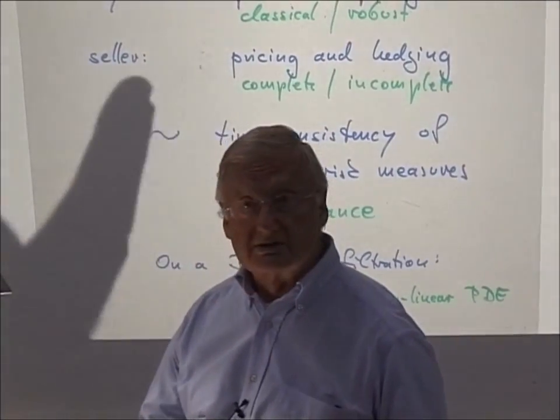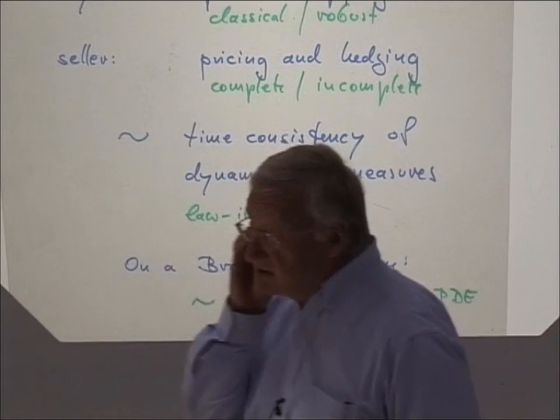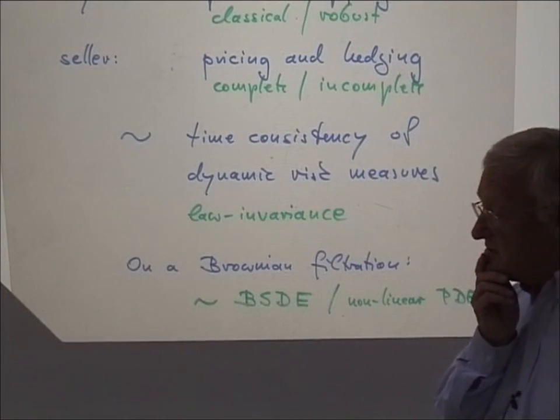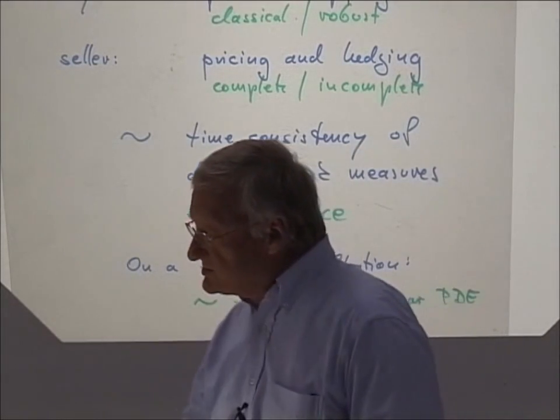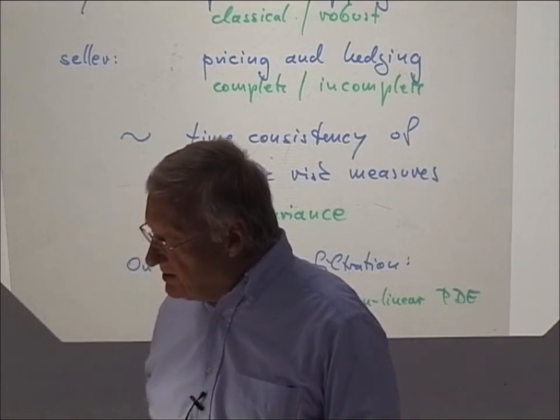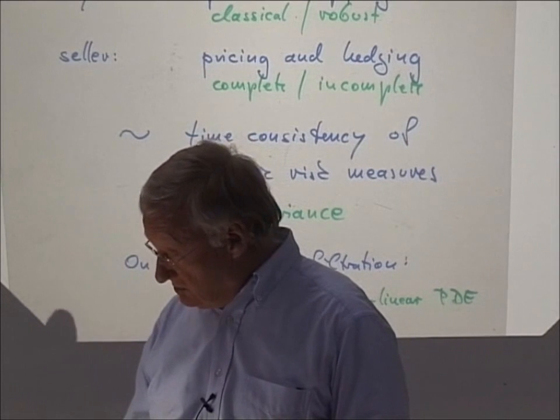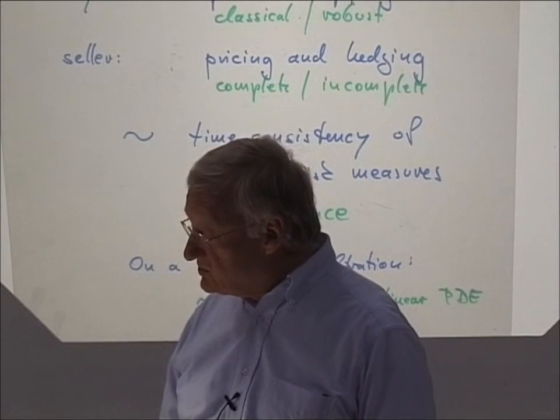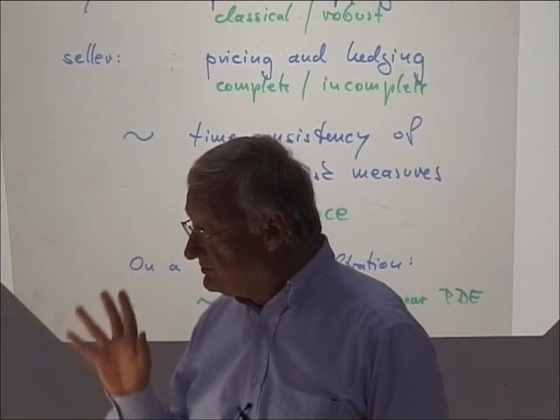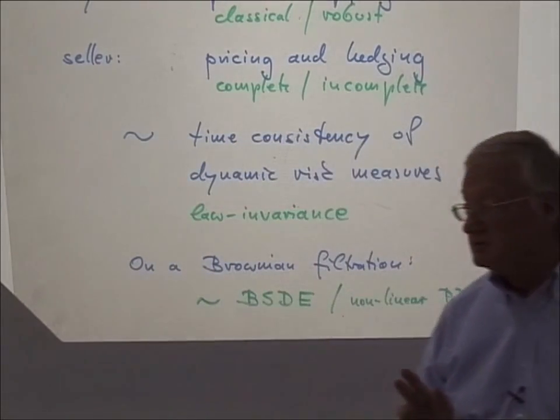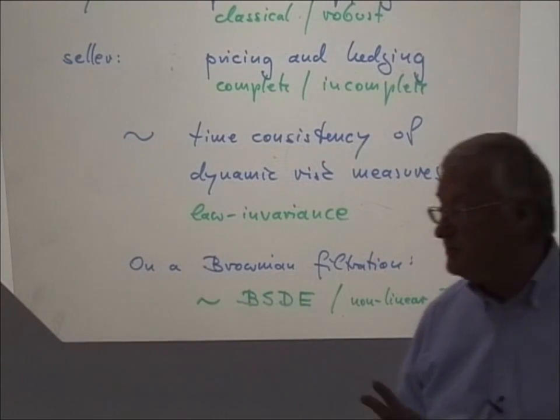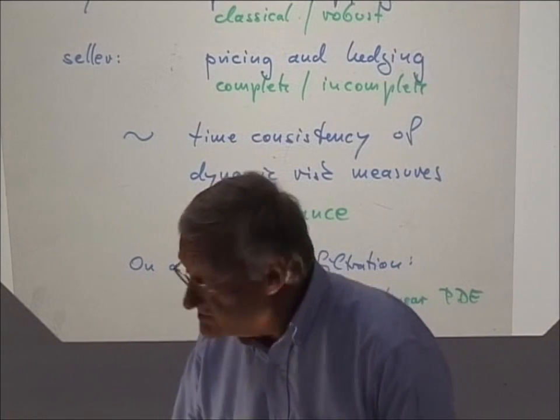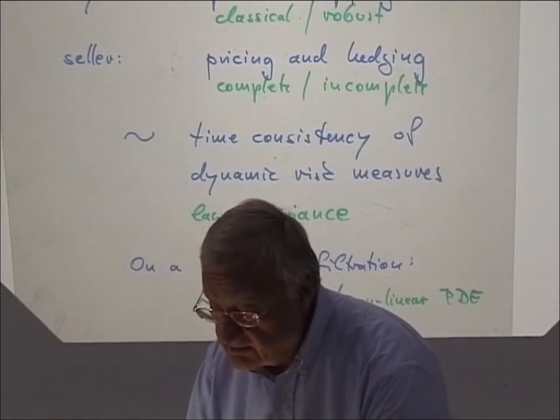And the mathematics needed in this context is related to the problem of time consistency of dynamic risk measures. And so this will lead us to the second part, where we also will focus on law invariance for dynamic risk measures. And we are going to look at the situation on a Brownian filtration, and I'll shortly sketch the connection to backward stochastic differential equation, which on the analytical side is related to certain nonlinear PDEs.